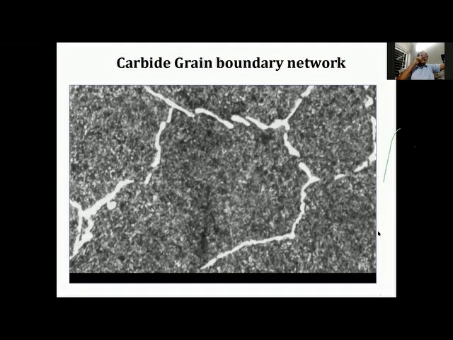This is at higher magnification showing a grain boundary network practically fully jointed. And of course, this will be weakening the grain boundaries to a very great extent, causing early pitting or spalling failure. Next, please.